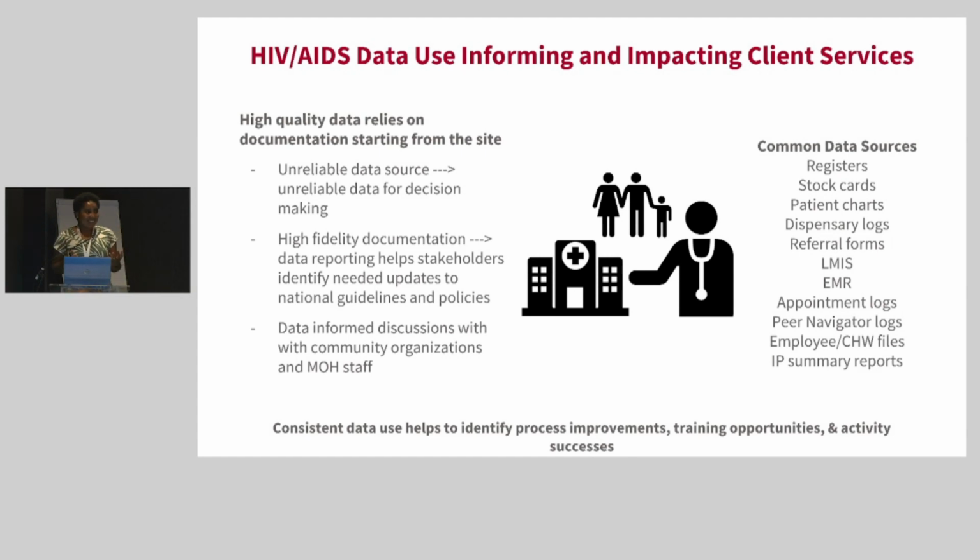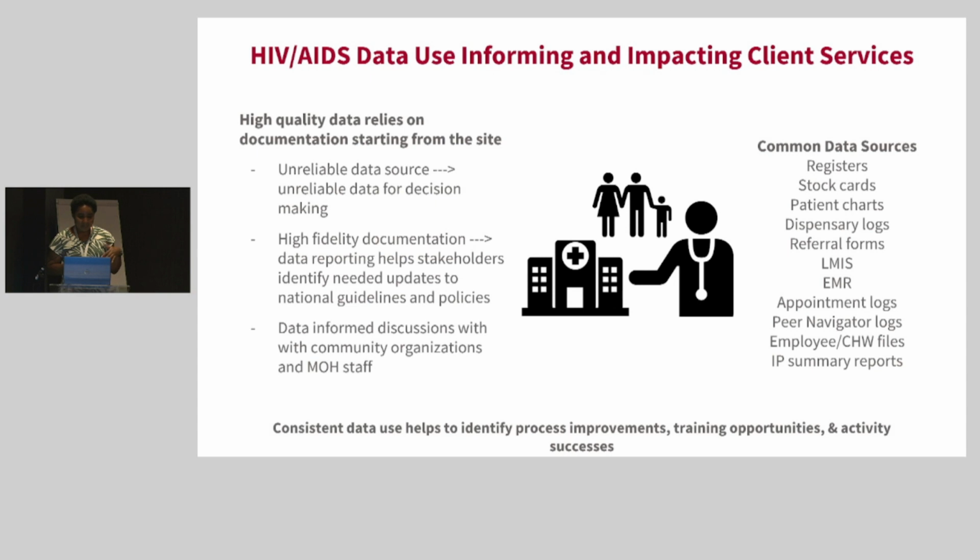we get our data from sites, right? But our sites are serving people, our clients. So ultimately, our HIV/AIDS data is used hopefully to inform and impact our client services. Documentation makes data reporting possible. So it all starts from where it's documented. High quality data relies on documentation starting from usually the site. And unreliable data creates unreliable data for decision making. You might have heard garbage in, garbage out, trash in, trash out, bad in, bad out, all saying the same thing. So incomplete documentation leads to missed opportunities for providing high quality services to clients relying on our sites.